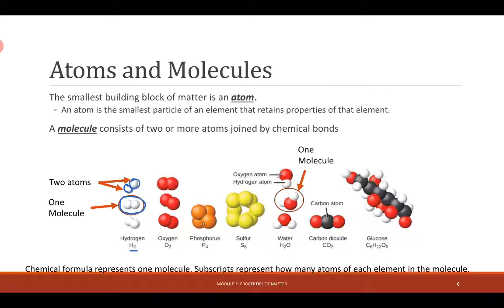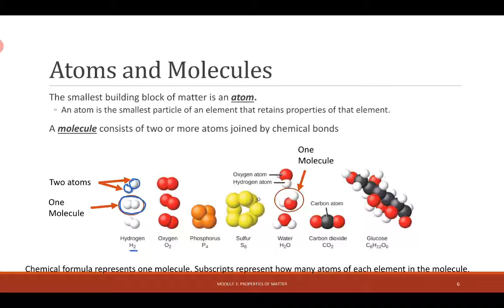Phosphorus forms little tetrahedral clusters of 4 phosphorus atoms, and so that's P4. Sulfur forms rings of 8 sulfur atoms, and so that would be S8. Each molecule here has 8 sulfur atoms.